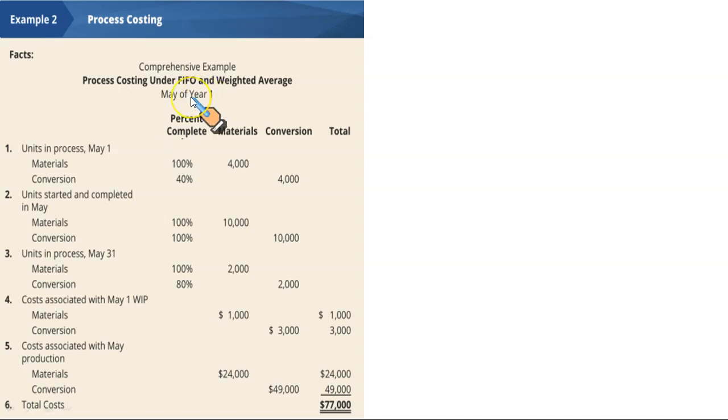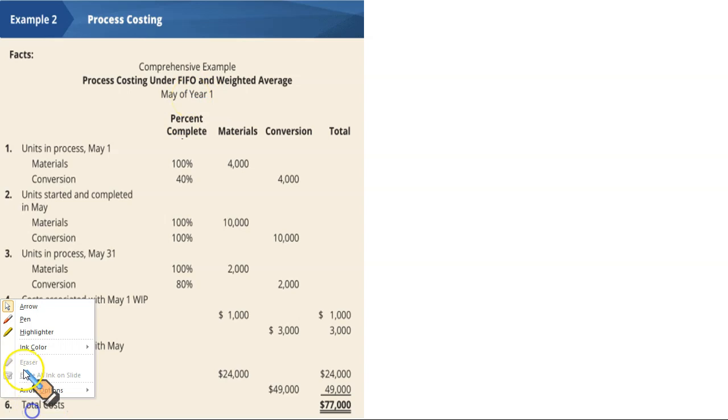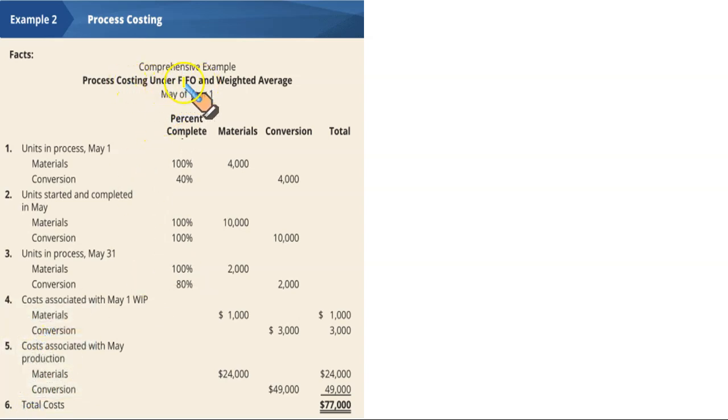Now this is a good question. It's a comprehensive example. Let us jot down the relevant information here. Comprehensive example, process costing under FIFO and weighted average. We have percent of completion given in the first column: materials, conversion costs, and total. Units in process May 1st, materials 100% added, 4,000 units of material, and conversion cost 40% complete, and there are 4,000 units. So this 4,000 here are the physical units, not EUPs. We will calculate EUPs in our first step.